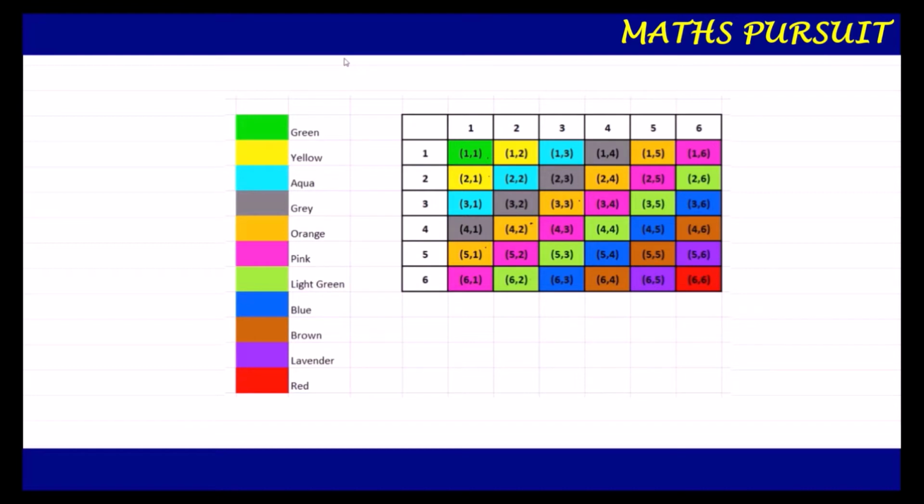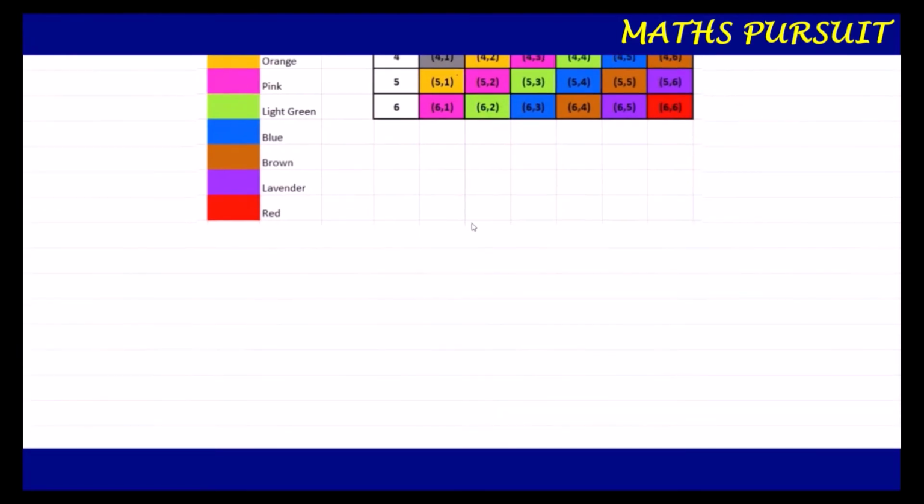If you add all these colored squares, you will see that the total number of outcomes is 36. After understanding this, let us try to fill up the given table. Now let us look at the table that I am going to put here, and we will try to fill up the given table.